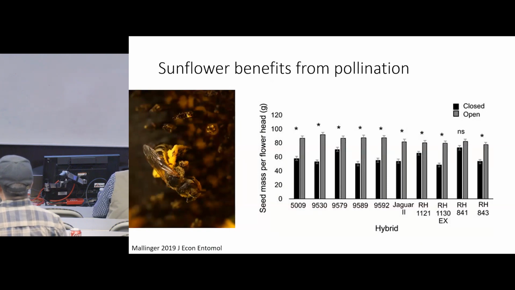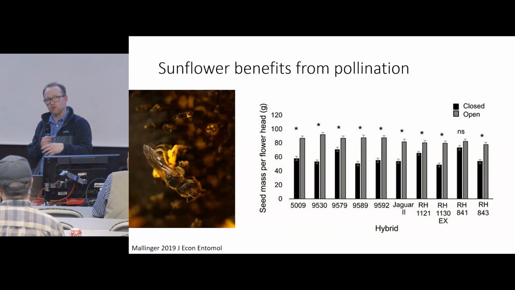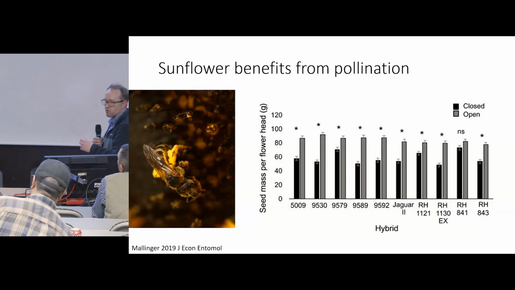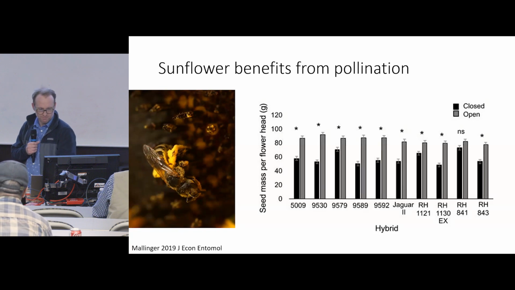This is from sunflowers in North Dakota. Each of these pairs of bars are different varieties of sunflowers, showing the seed mass per flower head with pollinators excluded versus pollinators available. It's pretty obvious that for most of these varieties, pollinators provided a significant increase in the amount of seed mass per flower head.